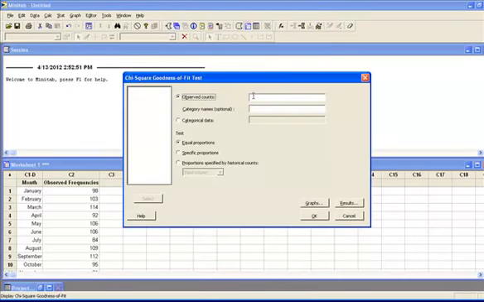I need to tell Minitab where my observed frequencies are. Now here I have an option to either select specific proportions, as in the previous example, or I can leave it as equal proportions. So that's what I'm going to do. I'm going to leave it as equal proportions and then click on OK.